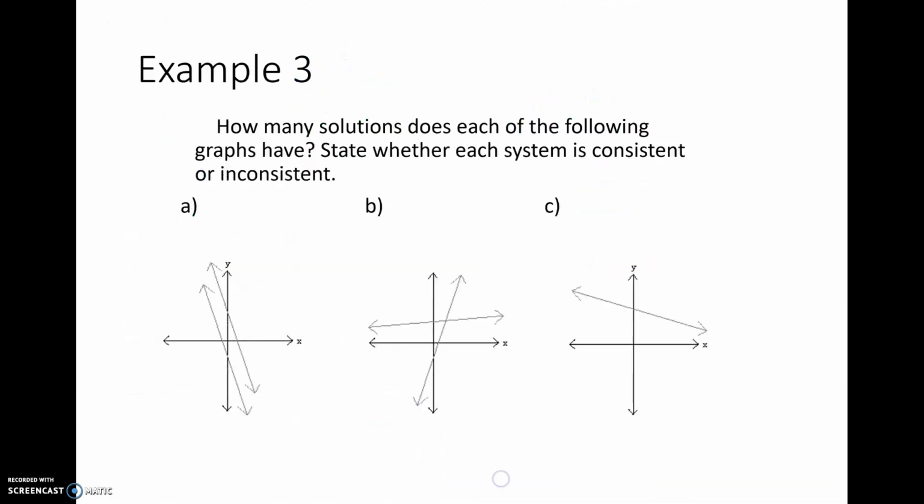All right, next slide. How many solutions does each of the following graphs have? State whether each system is consistent or inconsistent. So here's 2 terms. Consistent. The term consistent means that there are solutions. So if there are solutions to the system, it is a consistent system. What do you suppose inconsistent then means? No, none. There are no solutions.